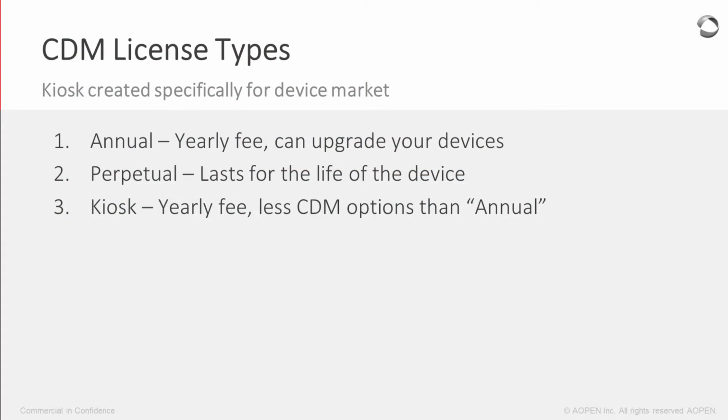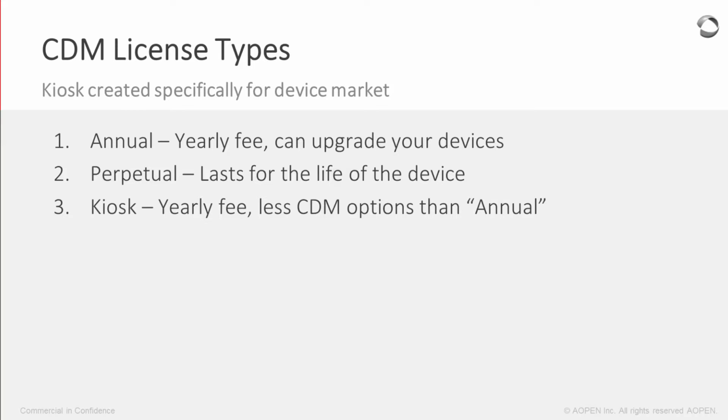Once you have your admin panel set up, you have to buy licenses through a reseller like AOPEN. There were originally two types of licenses, annual and perpetual. With annual you pay yearly, and it's pretty much designed to be a pay-as-you-go type of model. You can switch your devices, upgrade them, so it's basically a service. Perpetual is a one-time higher upfront cost that is designed to be used with a single device.